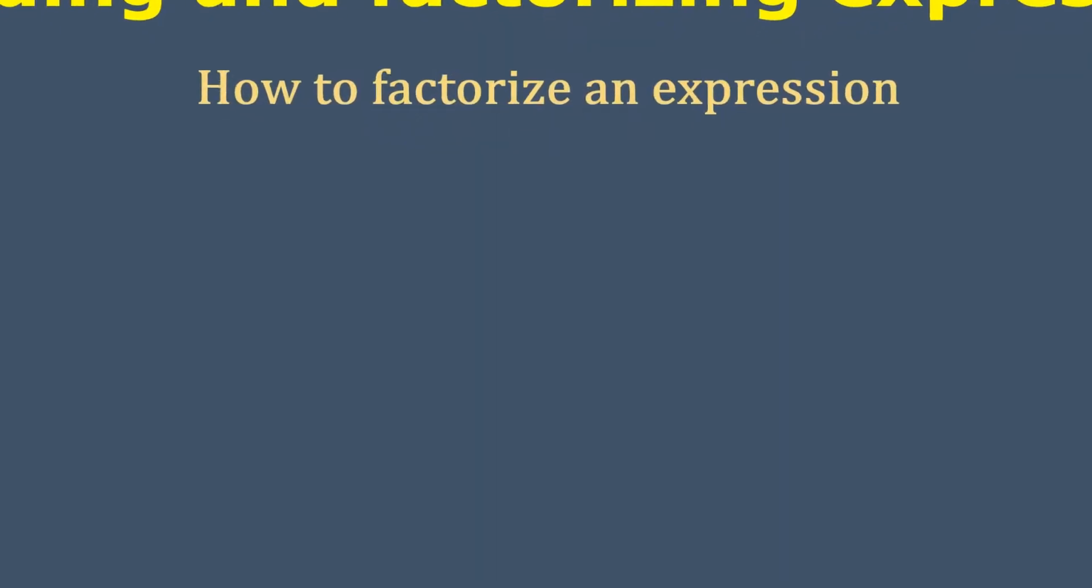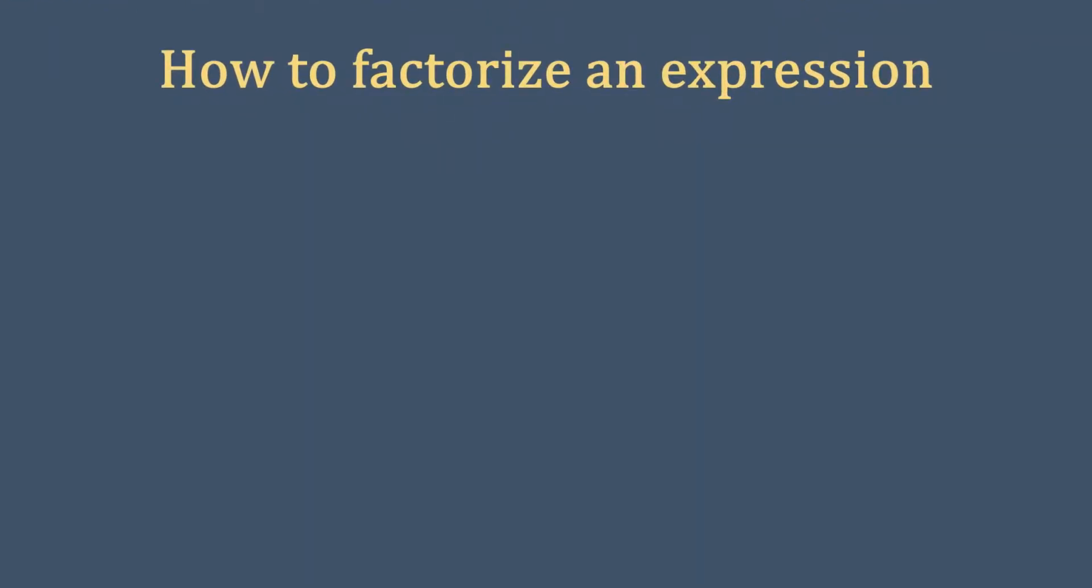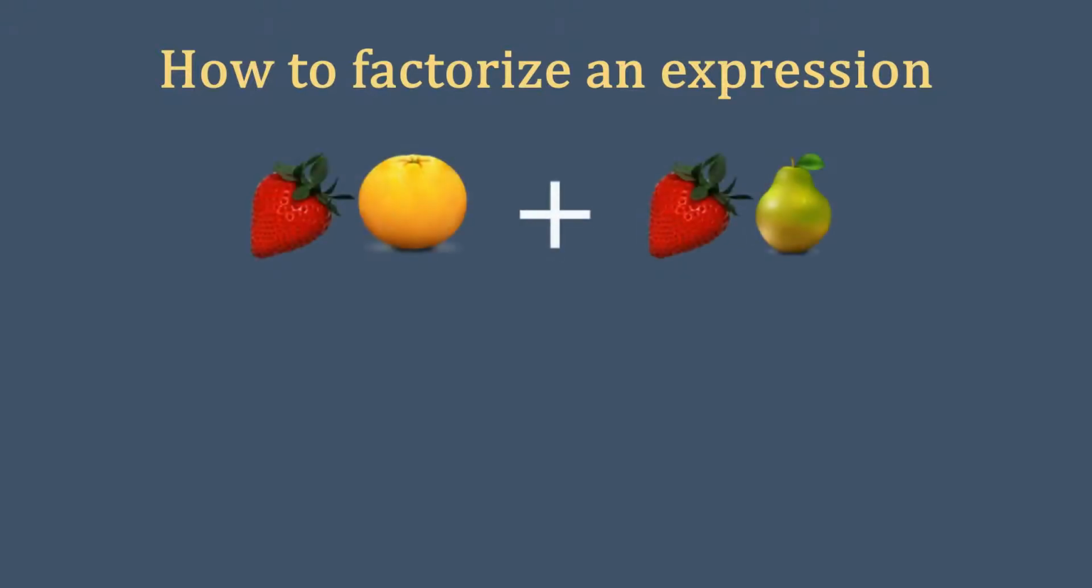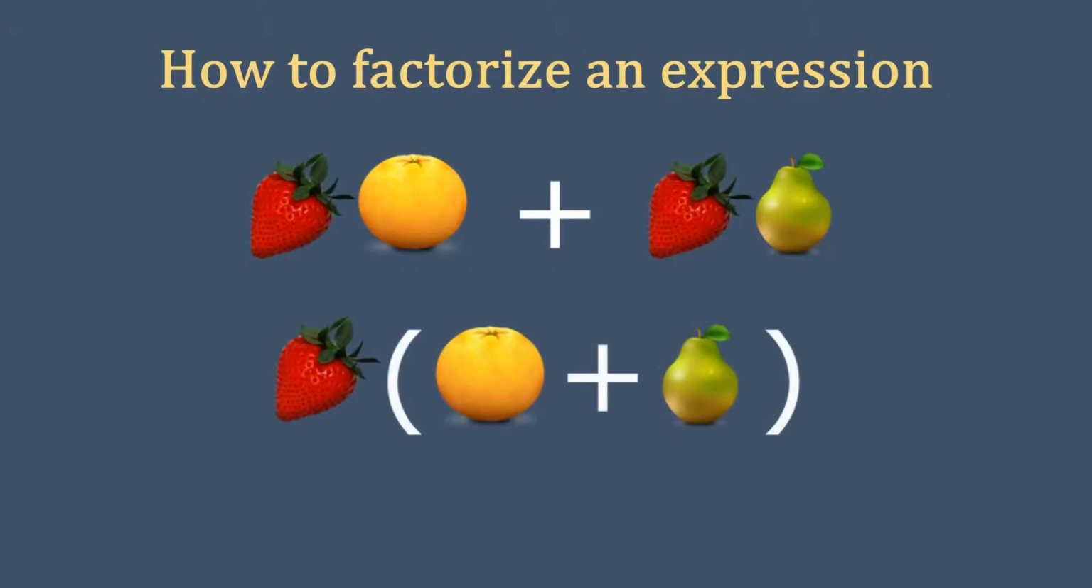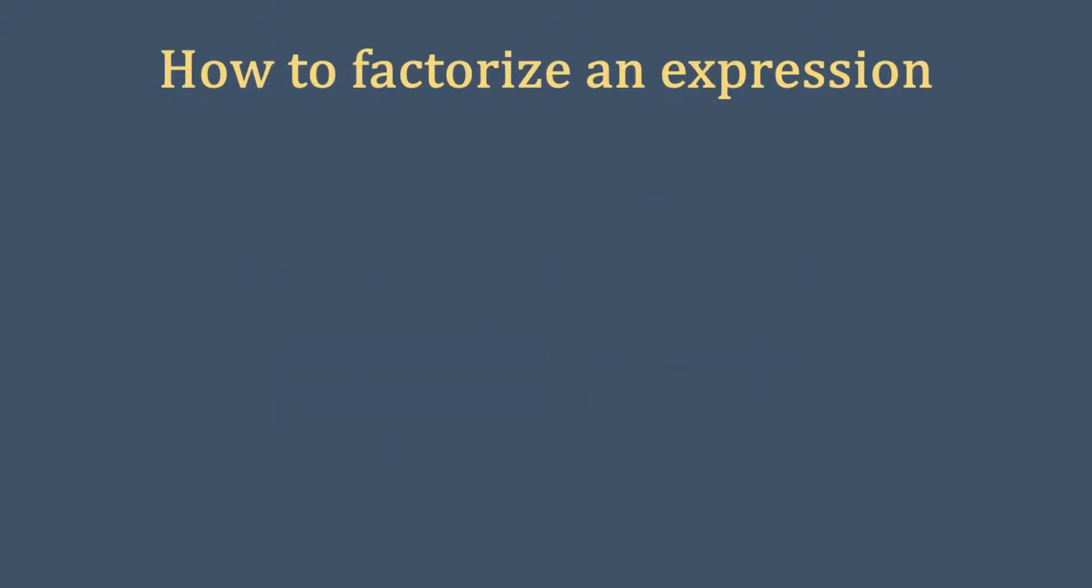How to factorize an expression. Factorizing an expression is the opposite of expanding an expression. To do this, look for a factor, that is a number or a letter, that all the terms, or parts, of the expression have in common. The common factor can then be placed outside a parenthesis, enclosing what is left of the other terms.